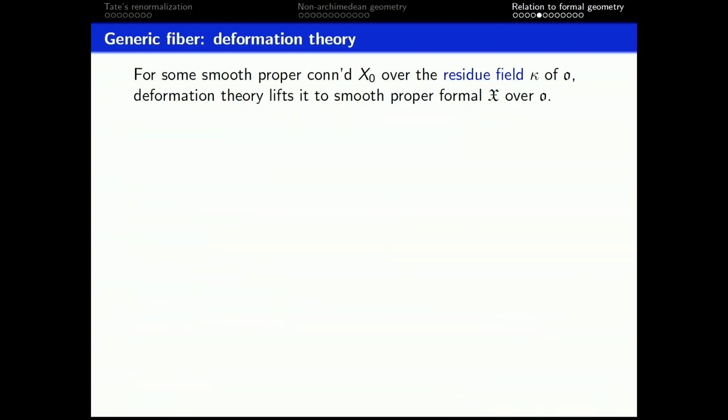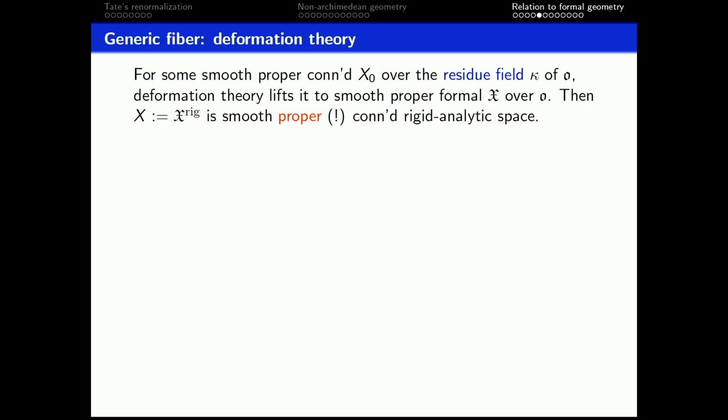Okay. So I want to now show you two very interesting constructions using the connection between formal schemes and rigid analytic spaces, which will show you that the world of rigid analytic spaces contains some really weird objects. Okay? So here's the idea. You start with something smooth, proper, connected over the residue field. And in that setting, you can sometimes use deformation theory to successively lift this over the various Artinian quotients of O, and eventually lift it to a smooth, proper formal scheme over O. And then the generic fiber of that is some smooth, connected, rigid analytic space, and it's also proper.